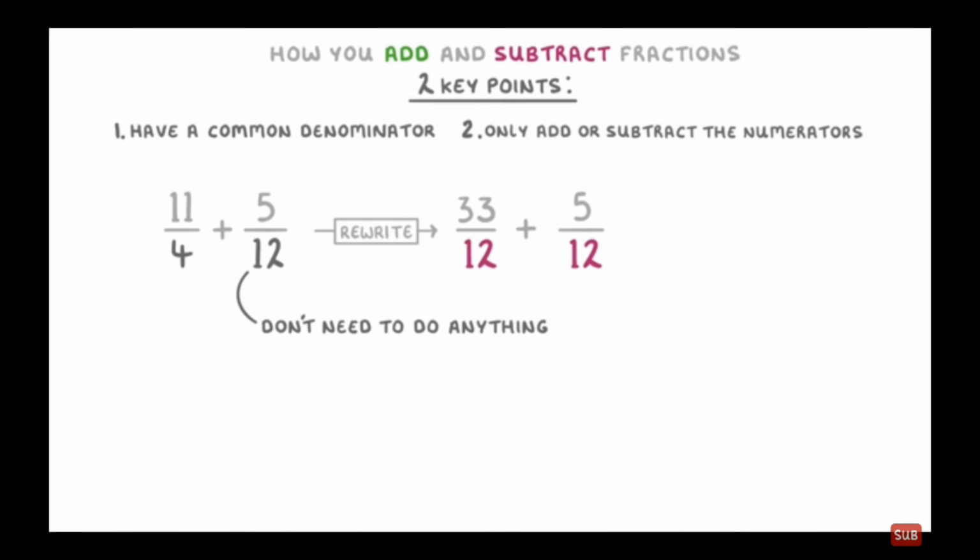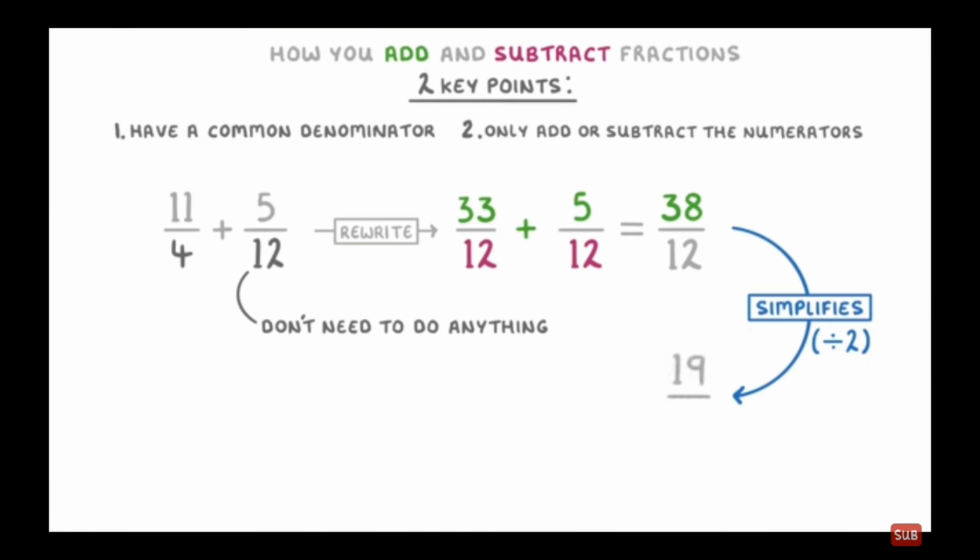Then last, we just add the numerators together. So 33 plus 5, giving us 38 over 12, which we can simplify down to 19 over 6.